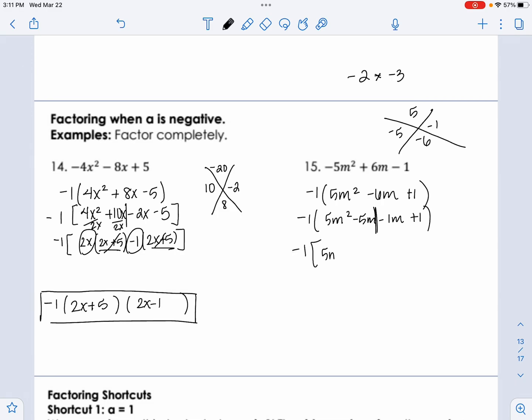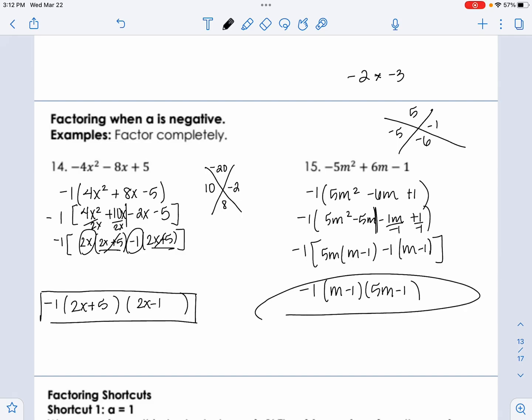-1, 5m, factor that out. It's going to be m minus 1. Then -1, factoring that out of the second group. It's going to be m minus 1. And final answer is -1, m minus 1, and 5m minus 1. All right. And now we are done with all the videos.